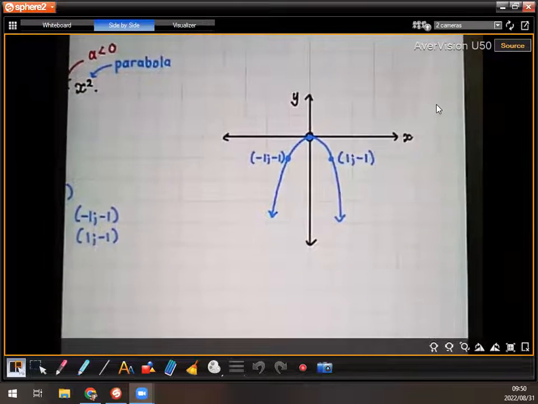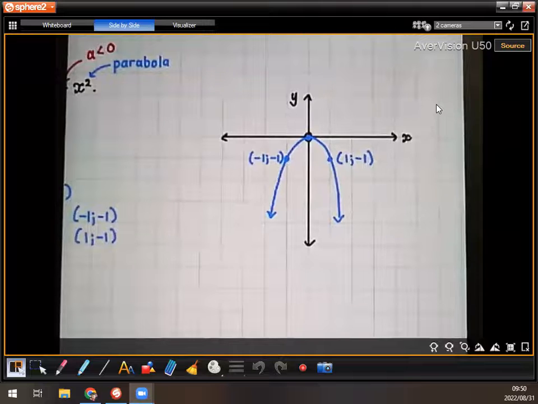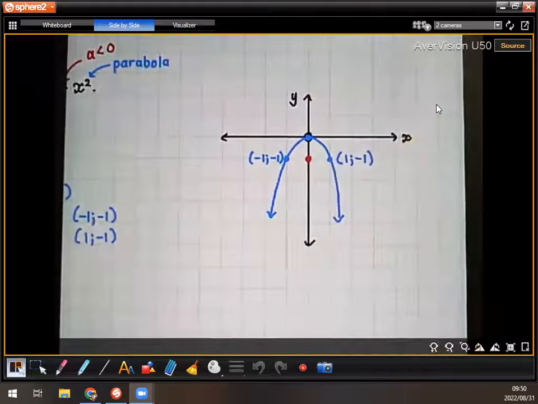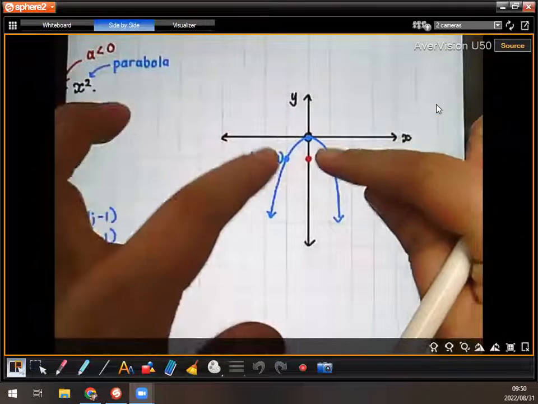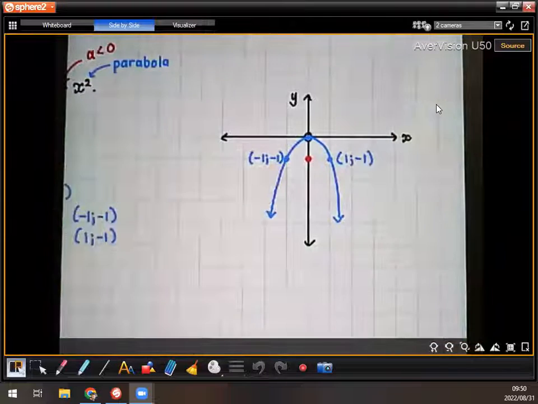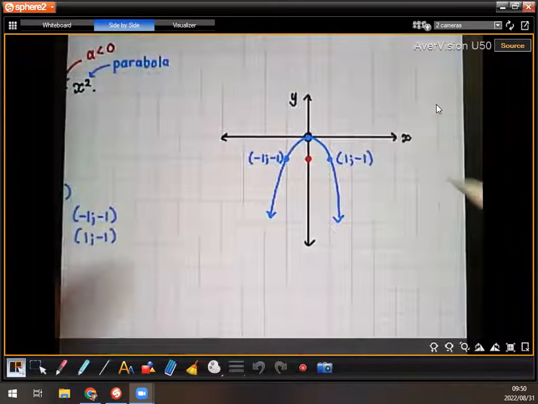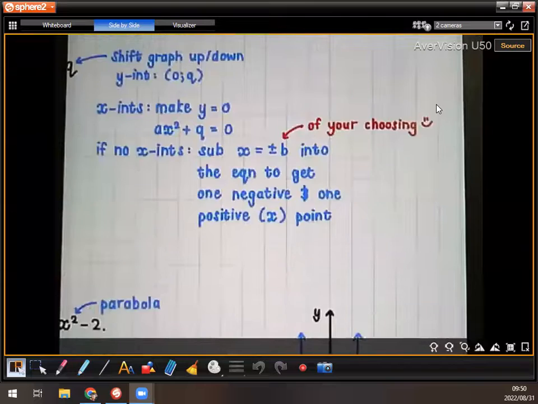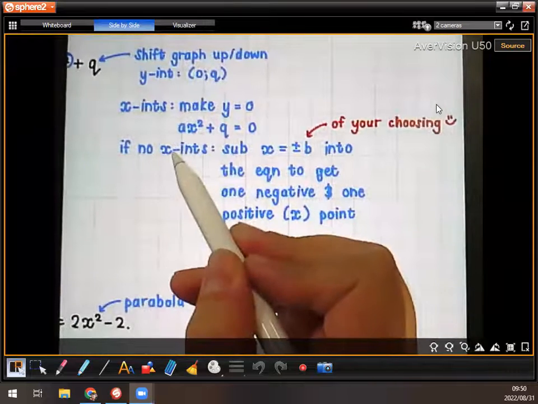It would just move 1 down, yes, but if you don't have this one to use as a guide, I'll have to do it on here. Say it's negative x squared minus 1, then your y-intercept would be here, right? And because your graph is a downwards facing parabola, it can't have an x-intercept. If it's negative x squared minus 1, are you listening? Right? So in that case, guys, you would also have to sub in a negative x value and a positive x value. So that is what I meant when I said, if there are no x-intercepts.